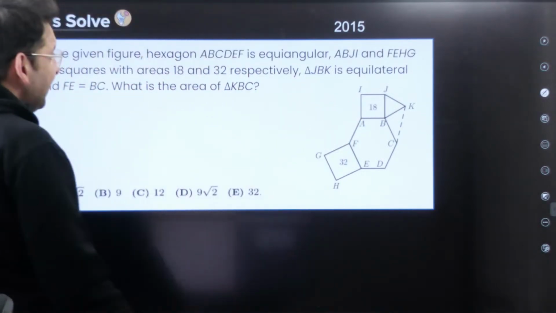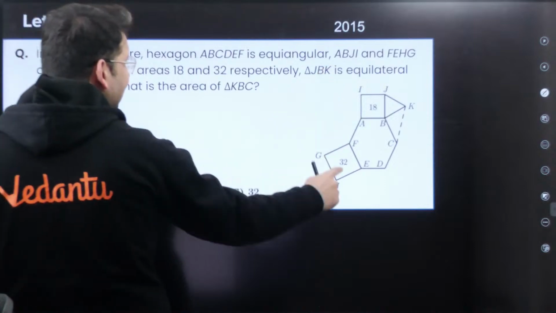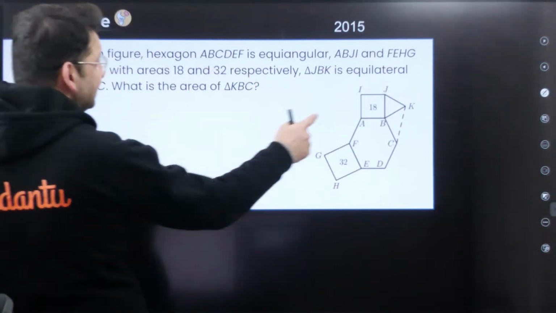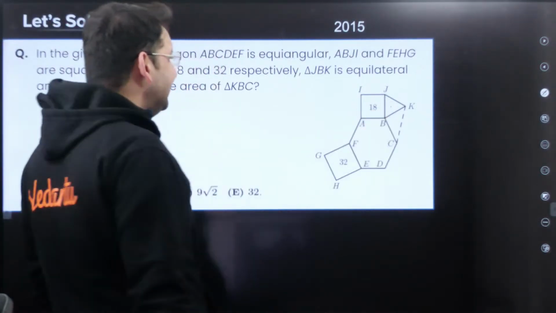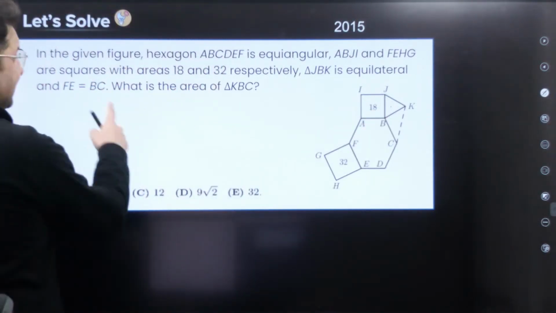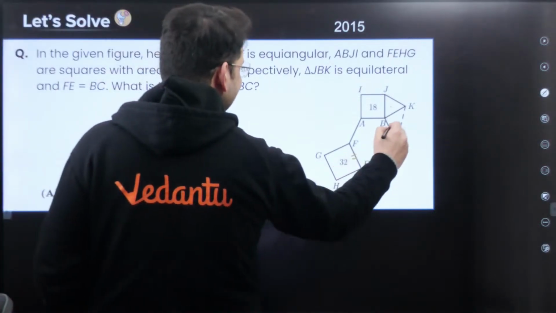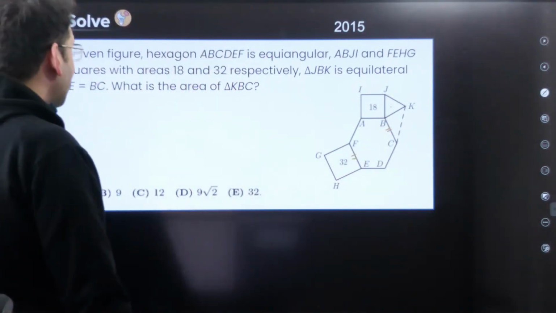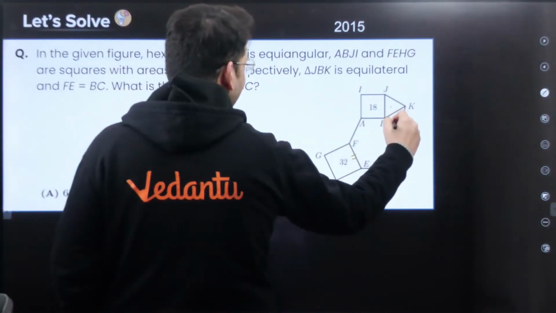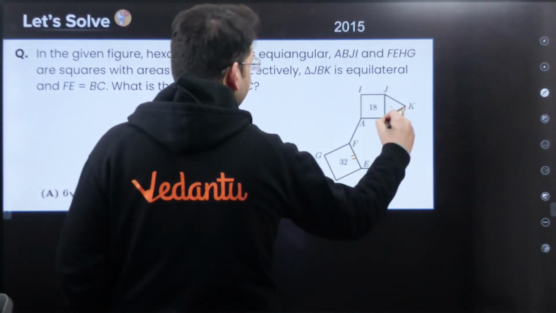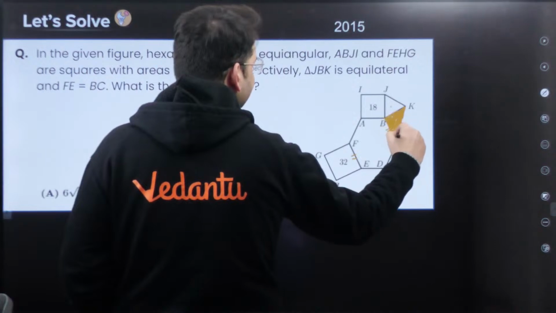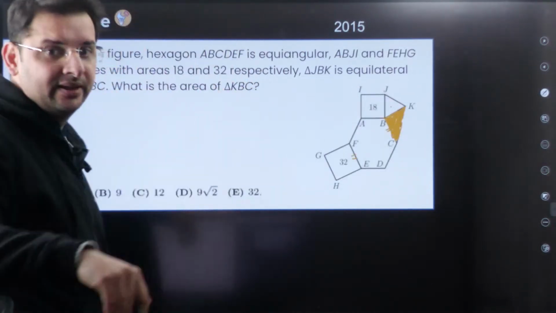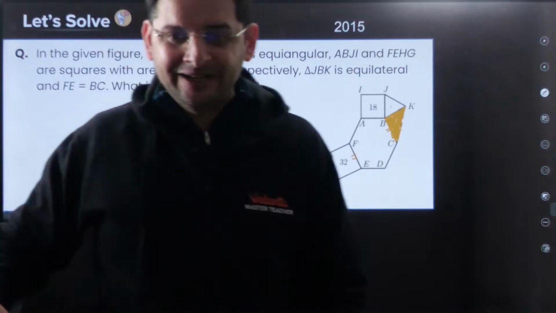Now ABJI and FEHG are squares with areas 18 and 32. Triangle JBK is equilateral, so this is an equilateral triangle. FE is equal to BC, so these two sides are equal. What is the area of KBC? This is the area that we need to find out. KBC is the one area that we intend to find out.